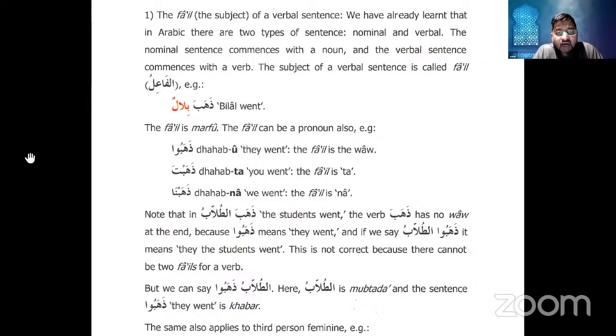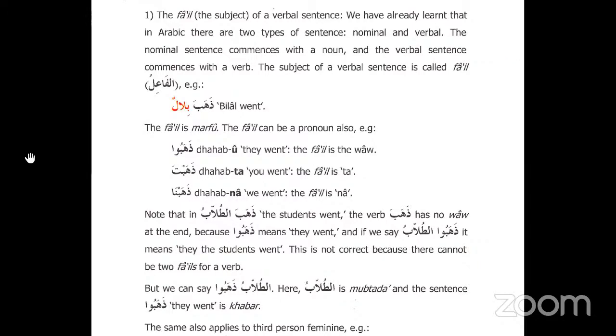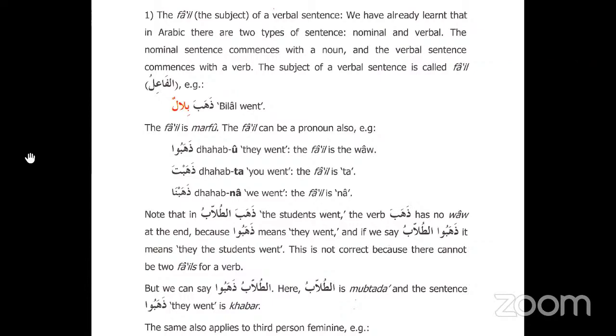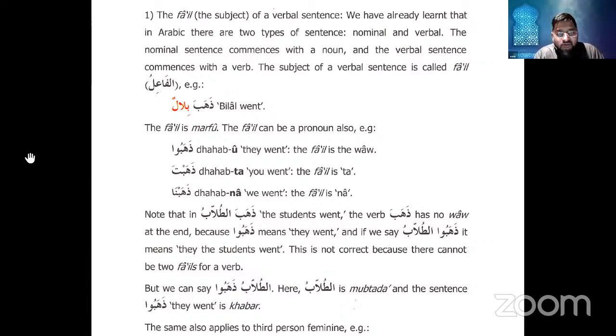But for the second person, anta, anti, these pronouns will always be the fa'il, because the pronoun is already there. You cannot say, for example, "you, Muhammad." You don't say that in English. You say, "Are you going?" Exactly. So you say "you are going," "I'm going," "she is going."